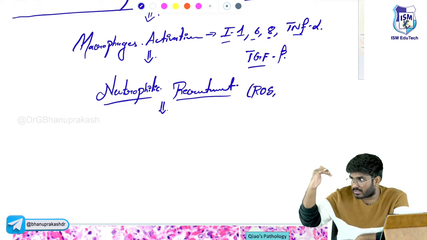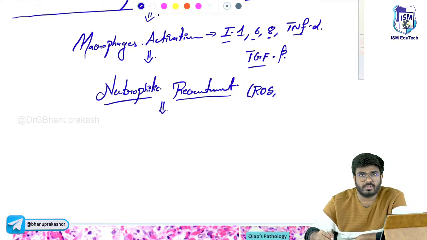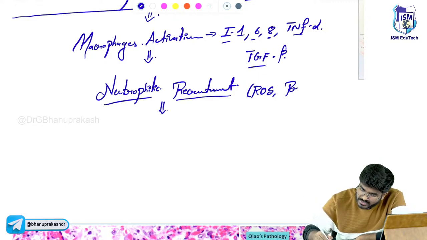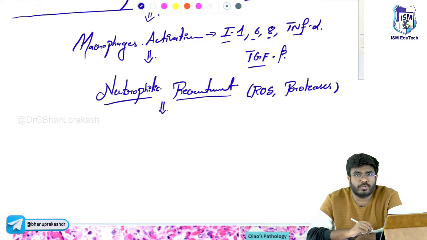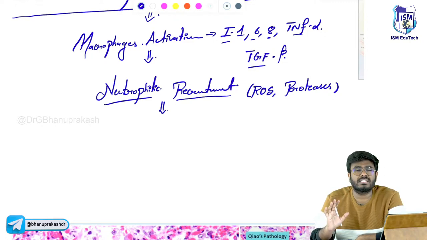So what they are going to do, see, these neutrophils will produce reactive oxygen species. I will show the same steps in the images also. Reactive oxygen species they will produce, and they also start to produce the proteases. Now, because there is sepsis in the body, the sepsis activates macrophages. Macrophages activate neutrophils. Neutrophils unnecessarily produce proteases and reactive oxygen species.